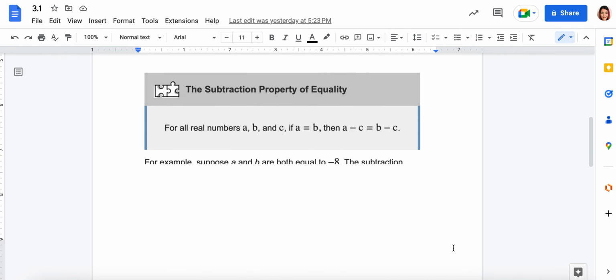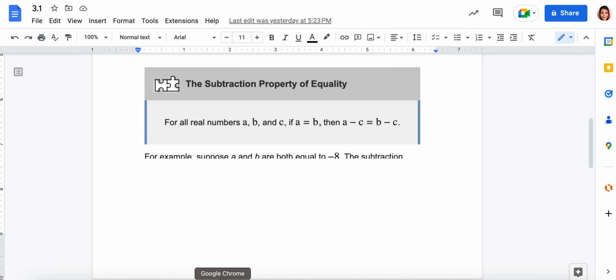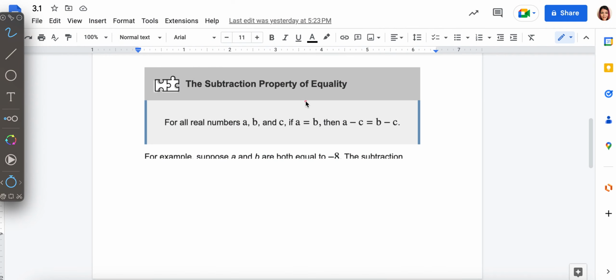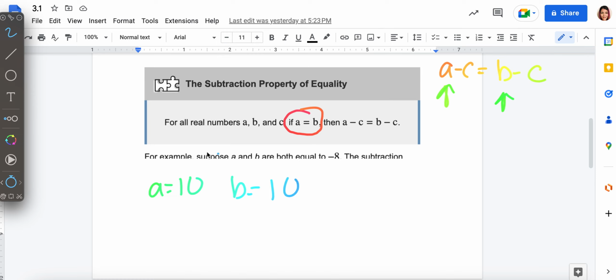Moving down, the subtraction property. This one is for all real numbers A, B, and C, if A equals B. So we have this if again. A has to equal B for this to be true. Then A minus C is equal to B minus C, because A and B are the exact same number. So again, if we say A is 10, B has to be 10 because A has to equal B.